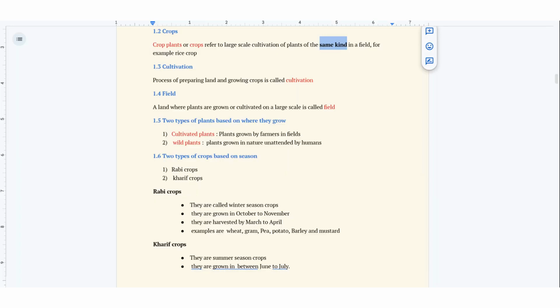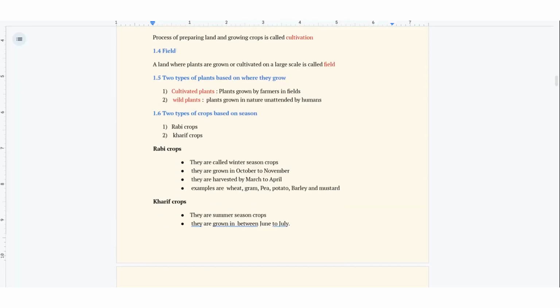So first part what I said was the preparation of the land. Then you have to put the seeds or the seedlings, and then it grows of its own. So two things to remember here: preparing land, growing crops. One more time: process of preparing land and growing crops is called cultivation.